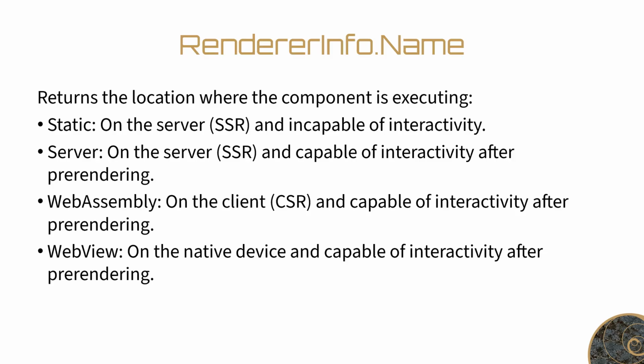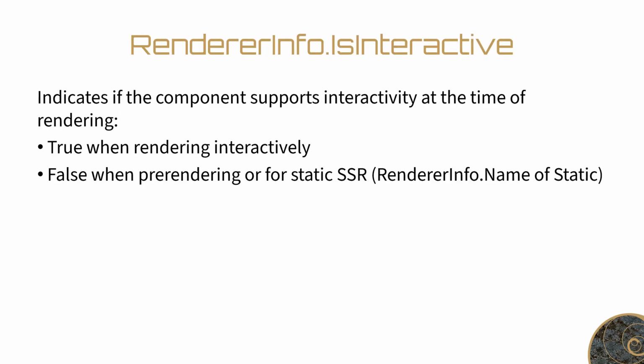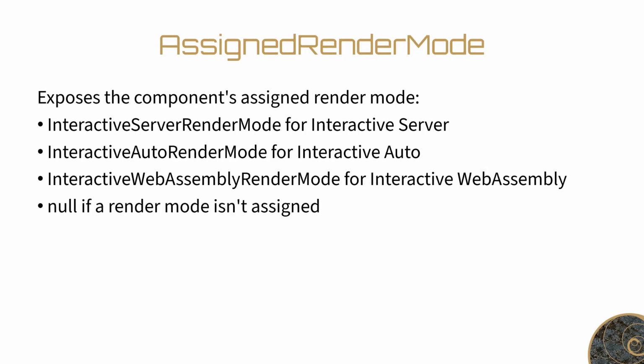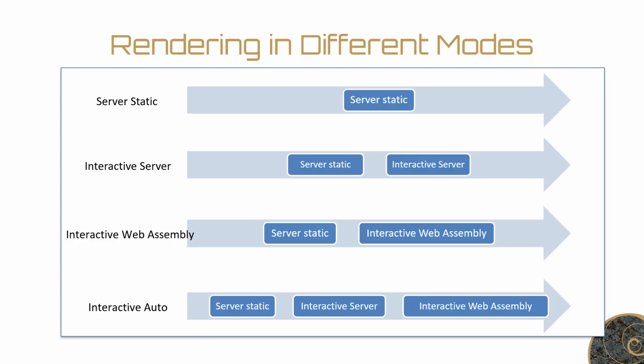RenderInfo.Name will return either Static, Server, WebAssembly, or WebView. RenderInfo.IsInteractive is just a Boolean, which indicates whether it's interactive or not. False means we have a server static page. And then AssignedRenderMode exposes the actual object of the render mode itself. So depending on what kind of render mode it is, you actually have multiple renderings that can happen.